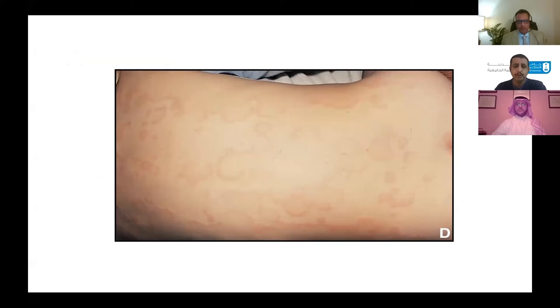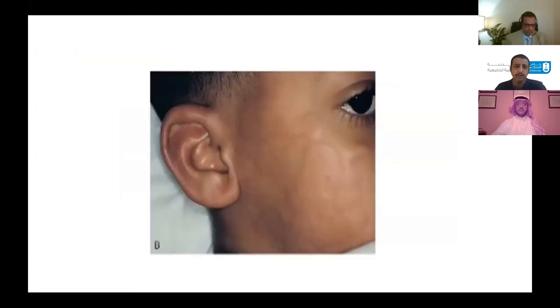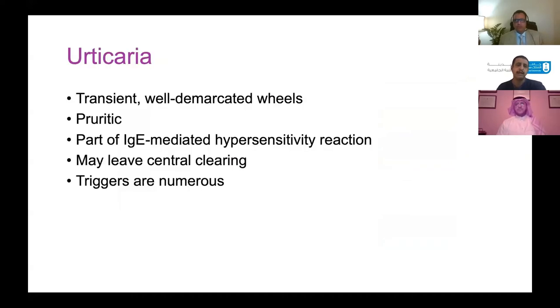They can. So what you can see here is actually an ill-defined area where some of them are like wheals. You may also see prominent ear margins, a bit swollen, and there is cheek swelling. So this is another common pediatric rash we see in the emergency department or may see in your clinic. So it's urticaria.